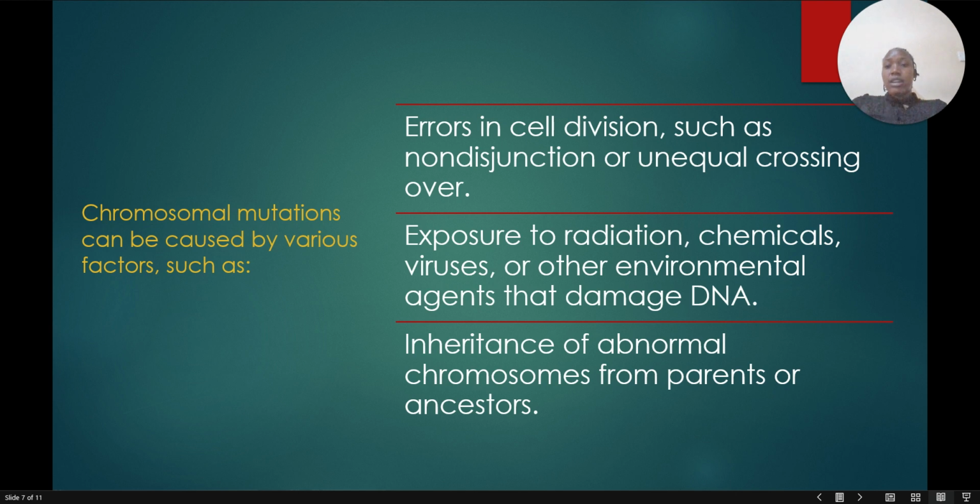The next subheading is the causes of chromosomal mutation. Chromosomal mutation can be caused by various factors. The first one is errors in cell division, such as non-disjunction or unequal crossing over. The next one is exposure to radiation, chemicals, viruses, or other environmental agents that damage DNA. The last is inheritance of abnormal chromosomes from parents or ancestors.